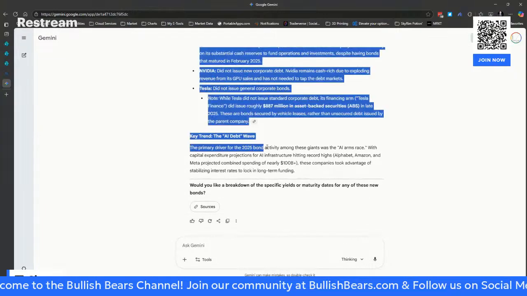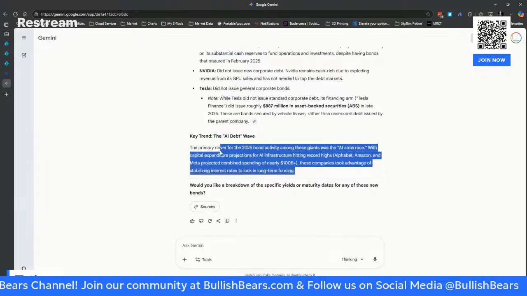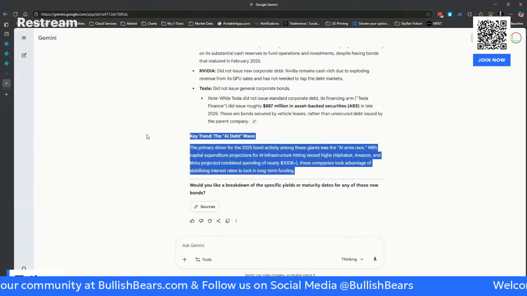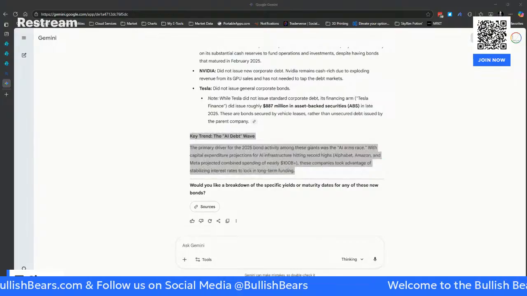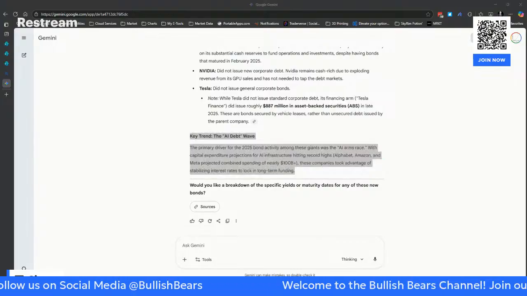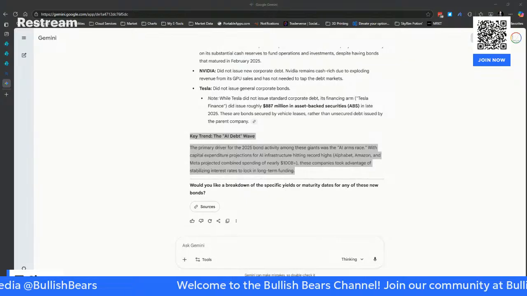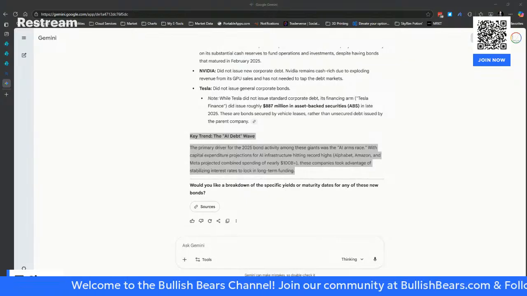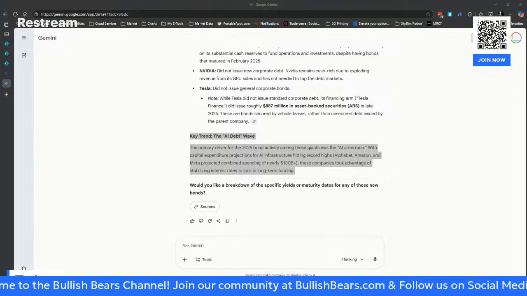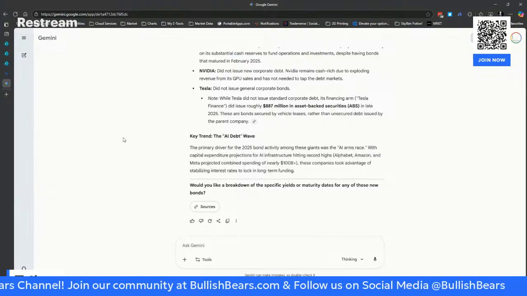This is the AI debt, right? The funding needed to keep the burn rate going. So in the game of musical chairs, the buck stops here. Somebody's going to get left without a seat.